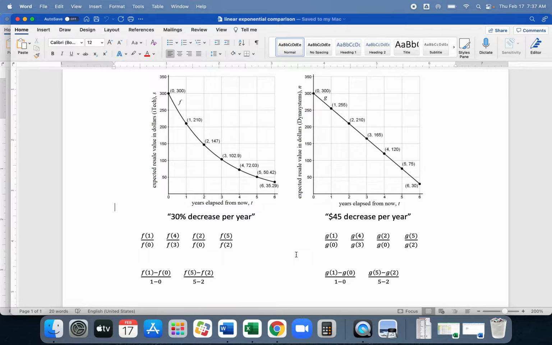In fact, on the left example, the 30% decrease per year example, let's see, precisely 2 of those 6 expressions have the same value as one another. Actually, same for the one on the right. Exactly 2 of them have the same value as one another.